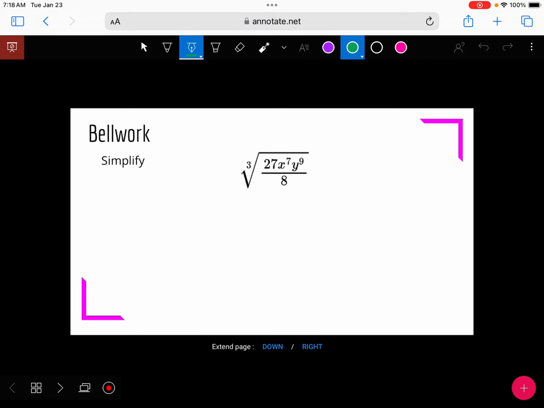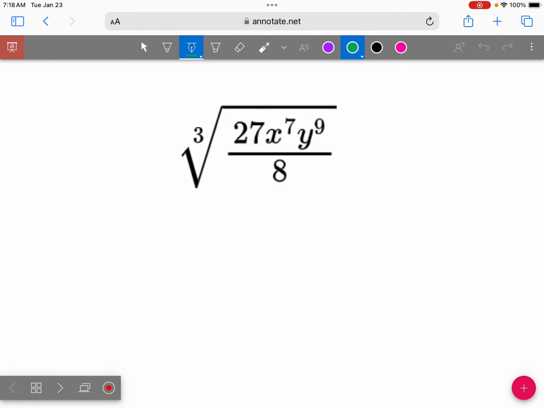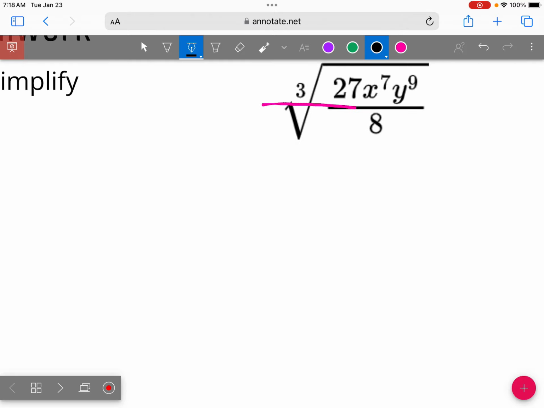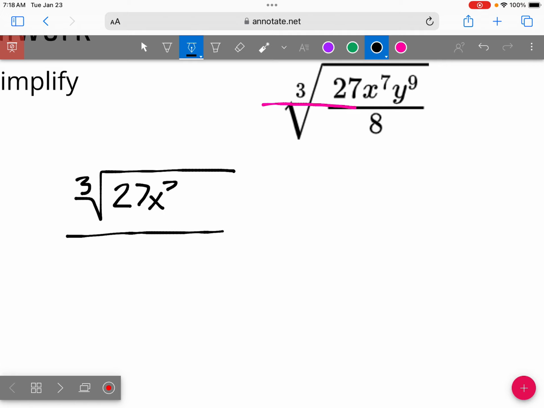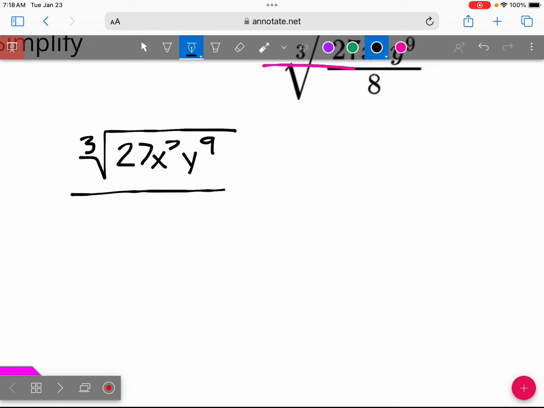So looking at this cube root here, we're doing a cube root of this humongous fraction. We're going to start by cutting it into pieces. I'm going to split it into cube roots, numerator and denominator. That'll make things a little bit easier to deal with. So we're going to do our cube root of 27 x to the 7th, y to the 9th, and the cube root of 8. So first step is to split it into numerator and denominator.